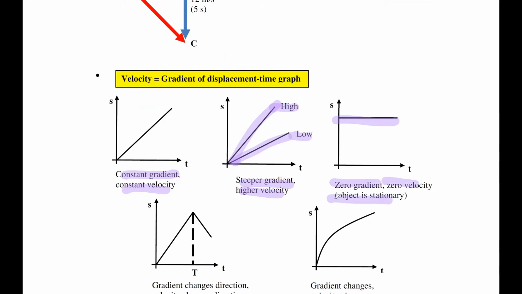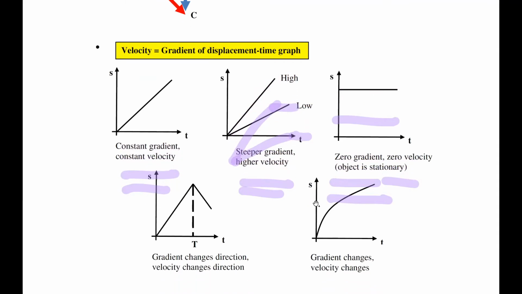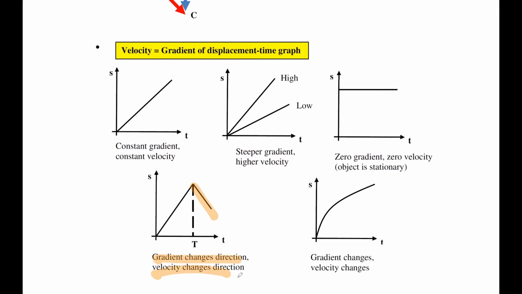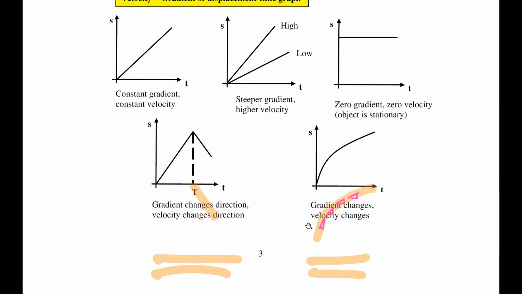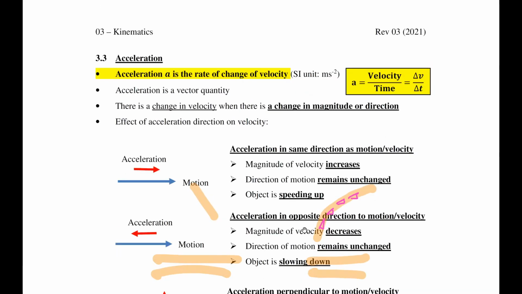Your object is actually stationary here. And then after that, if you have a case where your gradient changes direction, your velocity is deemed to have changed direction too. And when your gradient changes, your velocity changes. Gradient changes is when you see a curve like this. If you were to draw some little triangle along the curve, you can see that the steepness of the triangle is changing. This is what we mean by gradient changing. So that is for velocity.